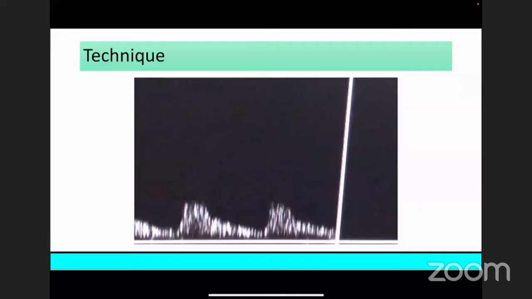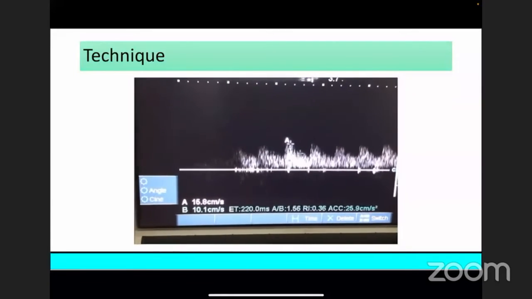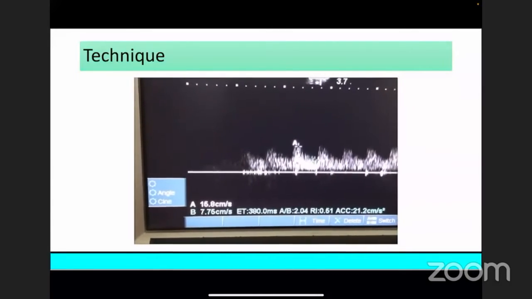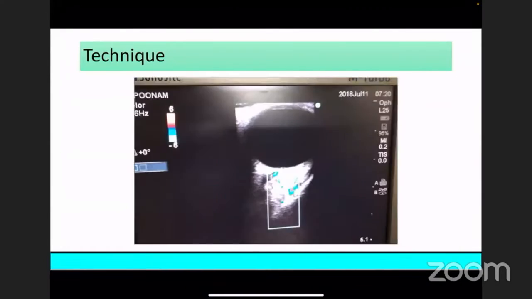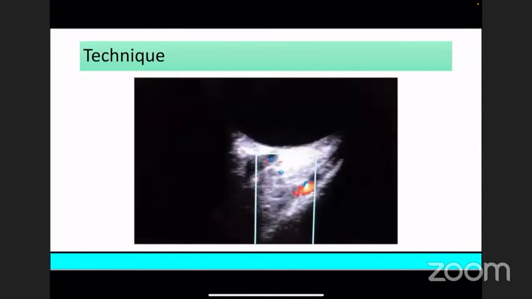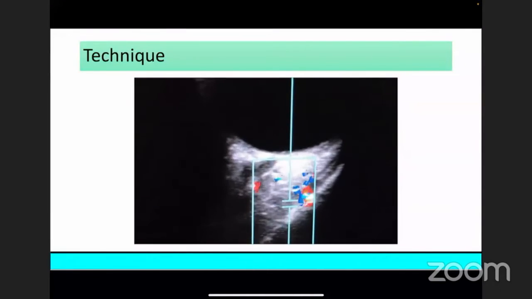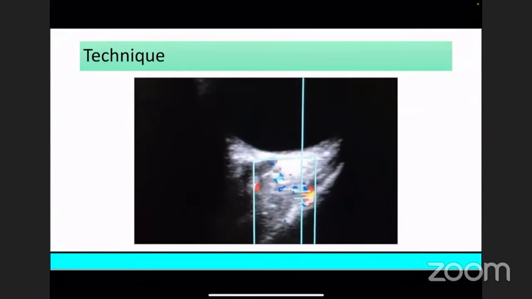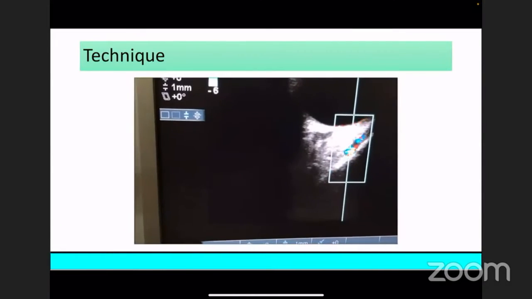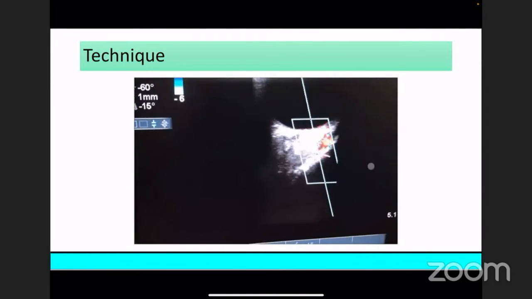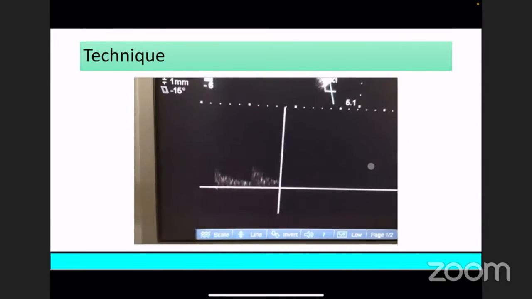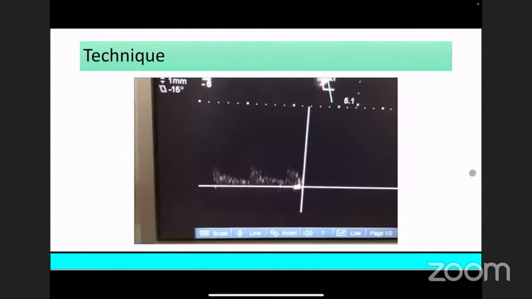It is important to identify these pulsations and put the sample cursor. As you put it, you can see this pulsatile graph coming, and then you can measure with the inbuilt caliper inside the machine. Here, this is venous flow, so don't get confused. If it is non-pulsatile flow, it is venous flow. Here we are imaging the ophthalmic artery. It is in close association with the recti muscle, and therefore you can identify the recti muscle. This is the recti muscle. You need to change the direction of the cursor to perpendicular to the blood flow to get accurate readings. So this is the method.